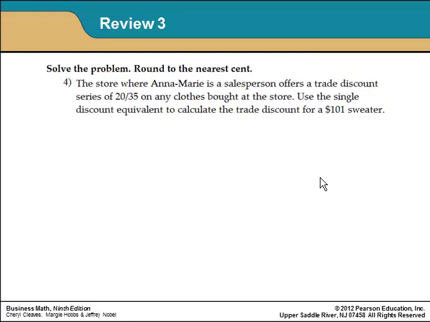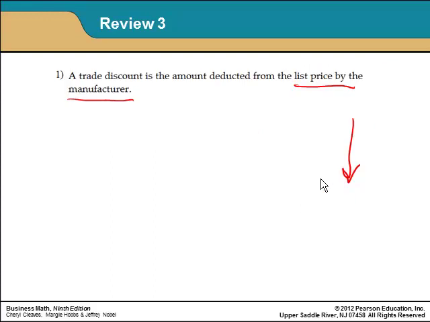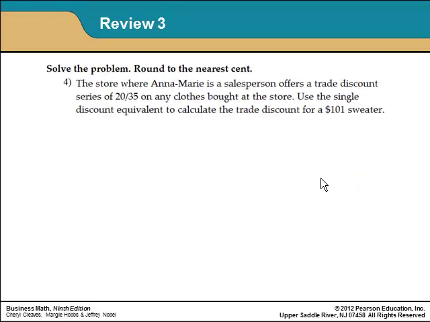Next one. A store where Anna Marie is a salesperson offers a trade discount series of 20 and 35. Yeah, this would be true. I'm sorry, a trade discount series of 20 and 35. So that'd be 0.8 times 0.65. Those are the complements. Use a single discount equivalent to calculate the trade discount for a $101 sweater.